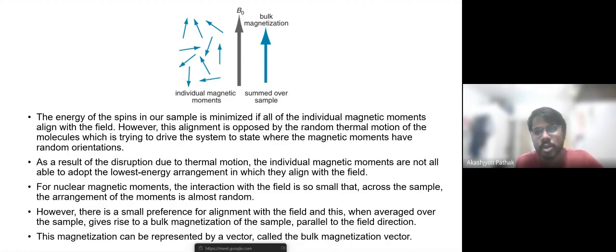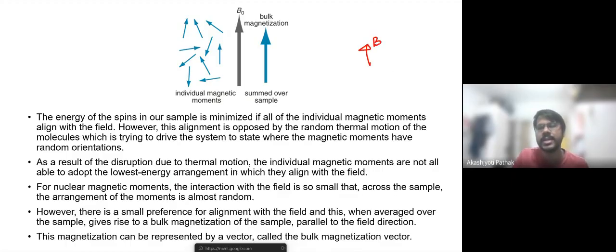However, this alignment is opposed by random thermal motion of the molecules, which is trying to drive the system to a state where the magnetic moments have random orientation. These orientations will fluctuate continuously because of the thermal motion of the nuclei, and as a result of the disruption due to thermal motion, the individual magnetic moments are not able to adopt the lowest energy arrangement.